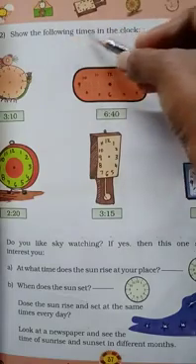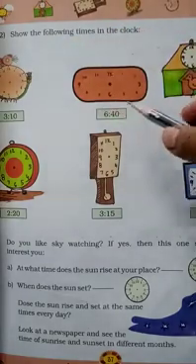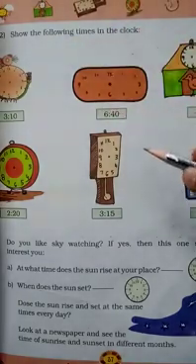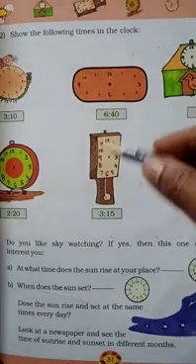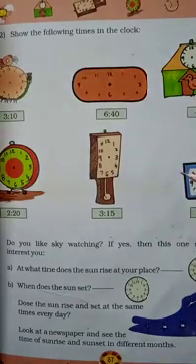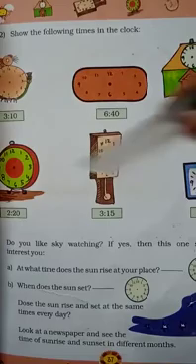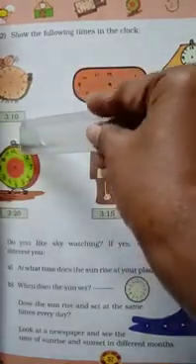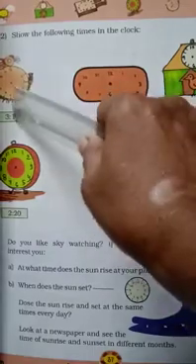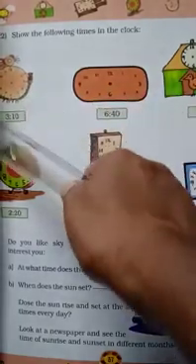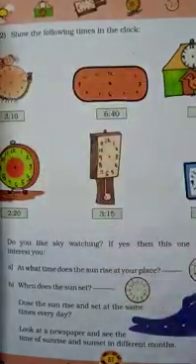Show the following times in the clock. We have to show the following times in the clock, and decide which is the small hand and which is the big hand. See here, students. Here it is 3:10. So 3 will be the small hand and 10 will be the big hand.